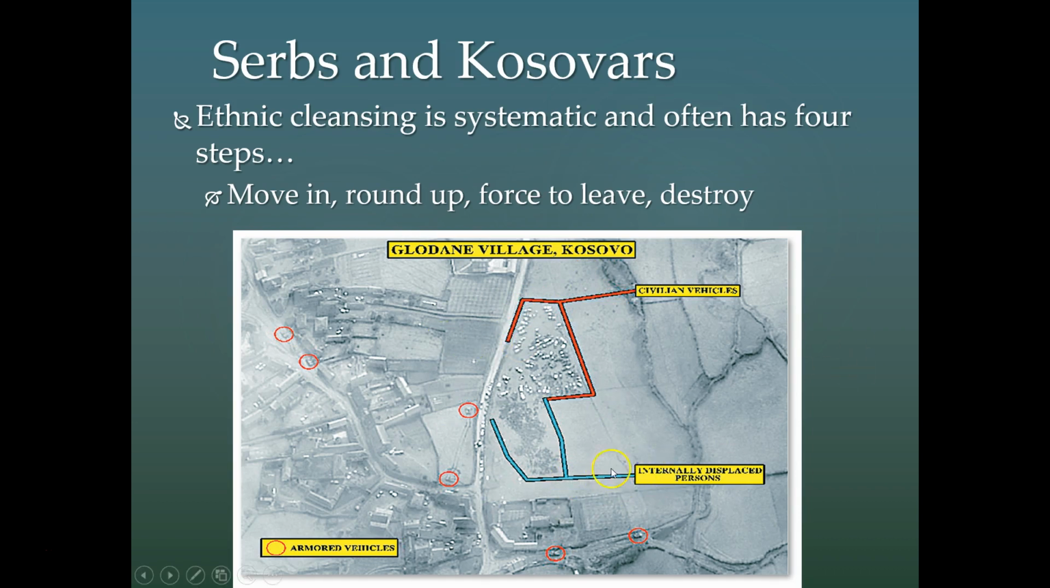As you can see, this is pretty well labeled. IDPs, if you remember those back from Unit 2, internally displaced persons. Those are people that are in their own country, but they're in essence like refugees. They cannot go back to their homes. This is all of those people grouped here. These are their vehicles. This is in the roundup stage, and you can see these armored vehicles. That's how they've already moved in. Luckily for this village in Kosovo, they didn't get to the forced-to-leave part before it was proven that the Serbs were actually trying to do this. Super disturbing to see a real life satellite picture of this ethnic cleansing in process.